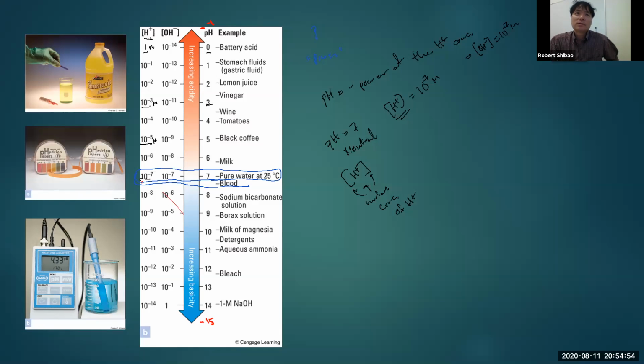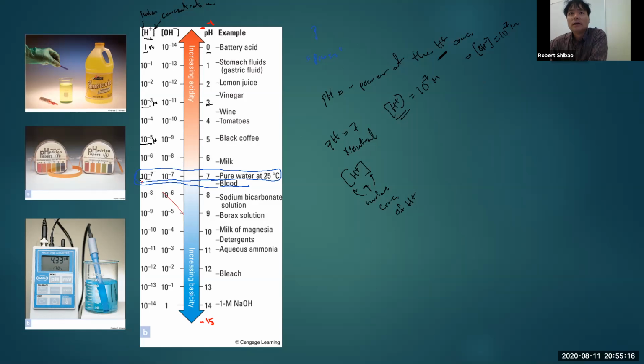Yeah, that's what the brackets mean. These brackets here mean molar concentration. That's why they didn't put the units here, because the brackets mean molar concentration. So that's what we got there.